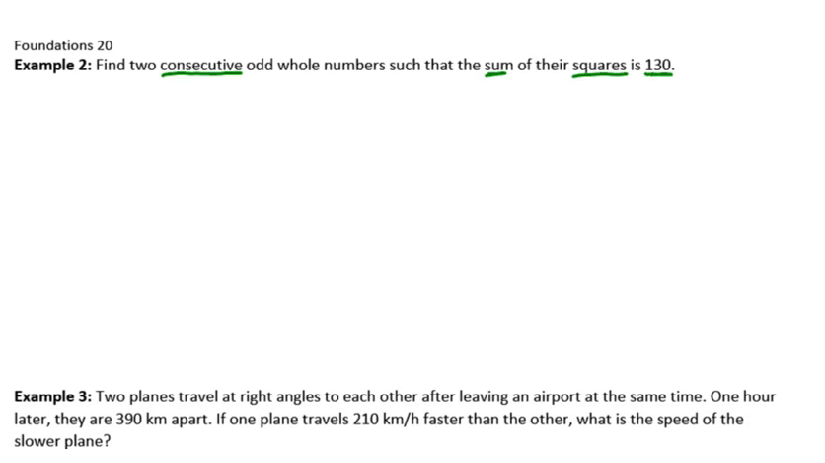So consecutive odd is going to be x. I'm adding the next odd number, so x plus 2, but it's the sum of their squares. So we want to have both of those things squared. So x is our one whole number, x plus 2 is the next odd whole number. I'm adding, so I have the sum of their squares, and this needs to equal 130. So x squared we'll leave as is.